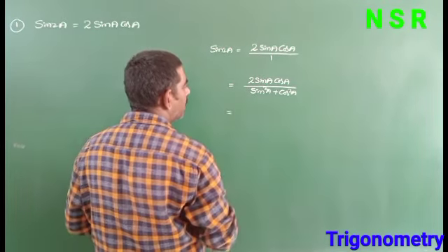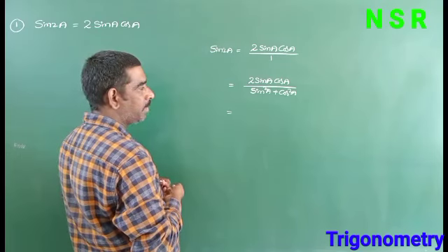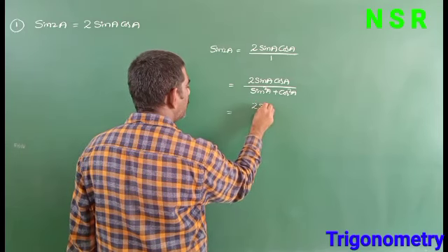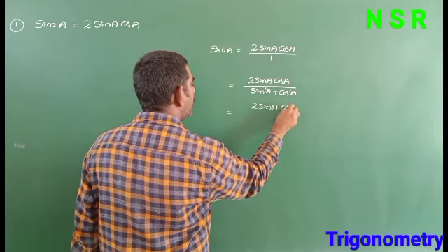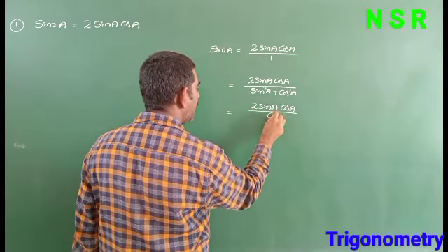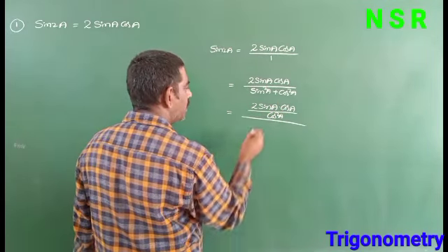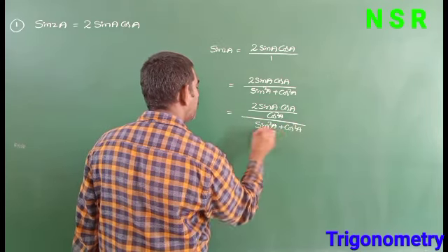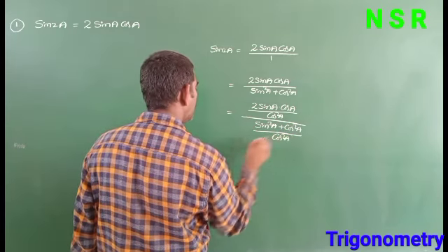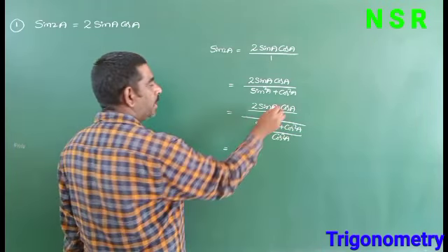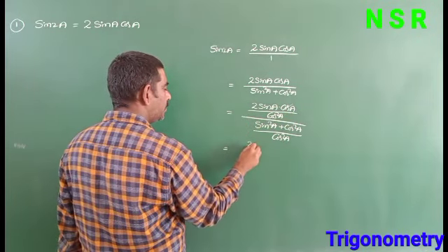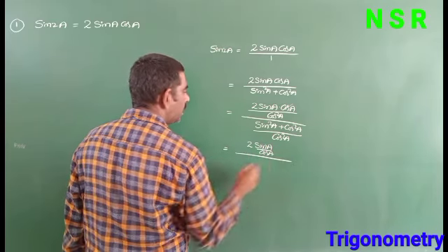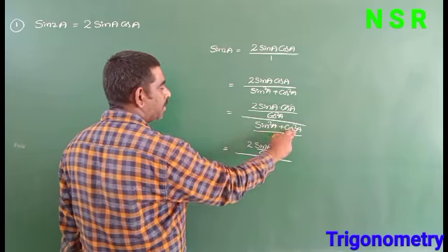So divide this numerator and denominator with cos square. Why? Because sin by cos equal to tan. So dividing with cos square, we get 2 sin a cos a by cos square a. The denominator also divides with cos square a, giving sin square a plus cos square a by cos square a. Here in the numerator one cos a cancels, and we get 2 sin a by cos a. In the denominator we have sin square plus cos square.